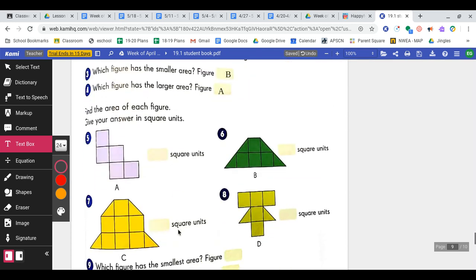Okay, now find the area of each figure. It says, give your answer in square units. This one has only squares, not half square units, so we can just count it up. 1, 2, 3, 4, 5.